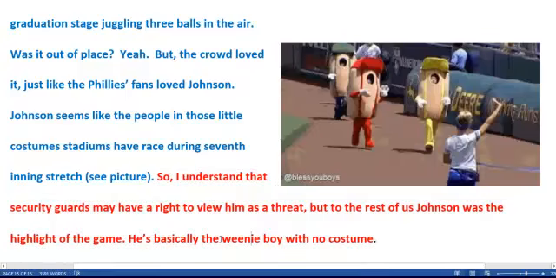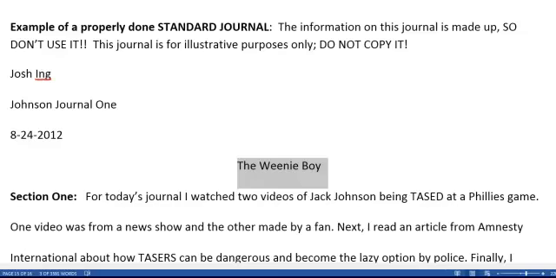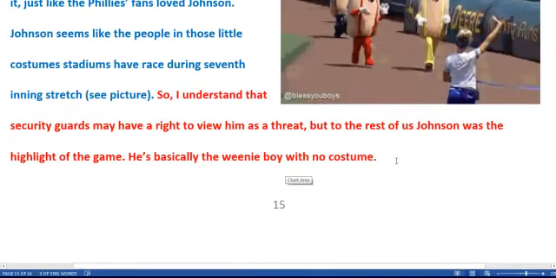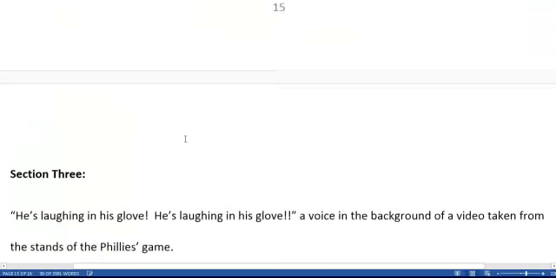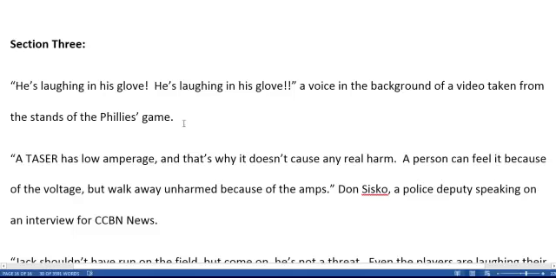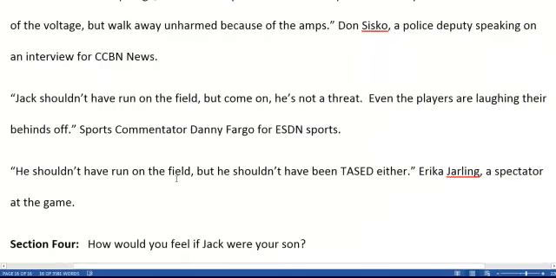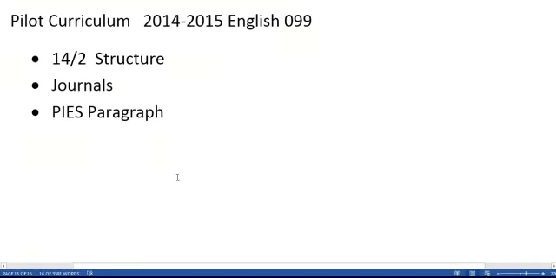He's basically the weenie boy with no costume, hence, by the way, my title, which sometimes I like to throw in the final sentence of an essay. That's kind of cool sometimes. Okay, then I got my section 3 where I pulled some quotes. I made sure I told where it came from and who said it or wrote it, 4 quotes or details. And that's really where we're at.